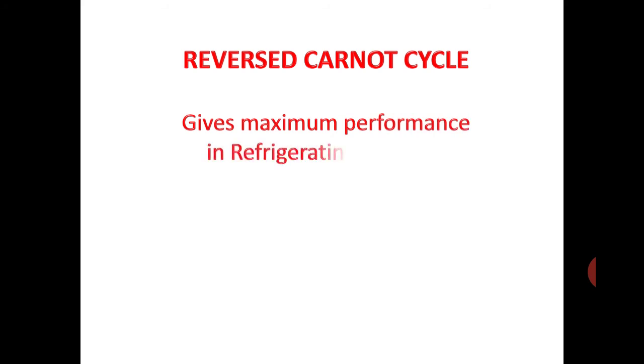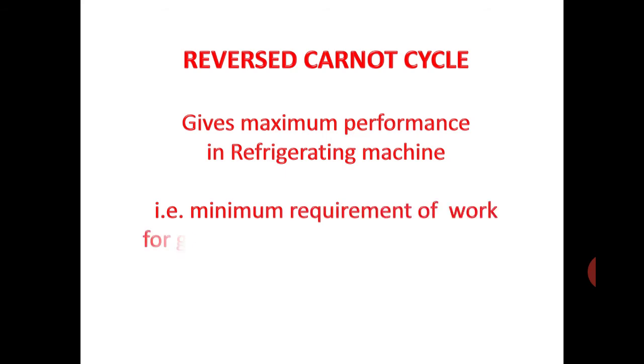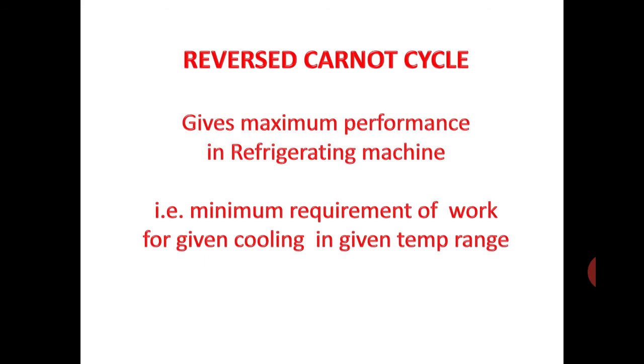So the reverse Carnot cycle in case of the refrigerating machine gives maximum performance in the refrigerating machine, that is, the minimum requirement of work for given cooling in a given temperature range is possible with the help of the reversed Carnot cycle.